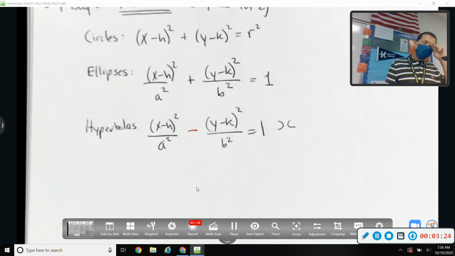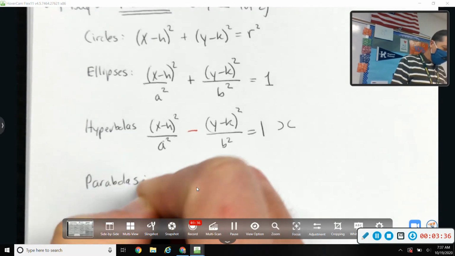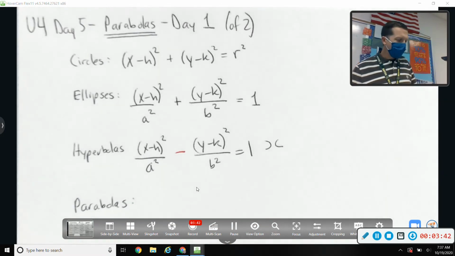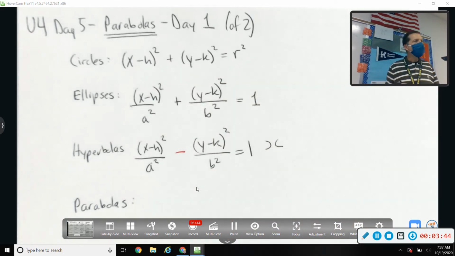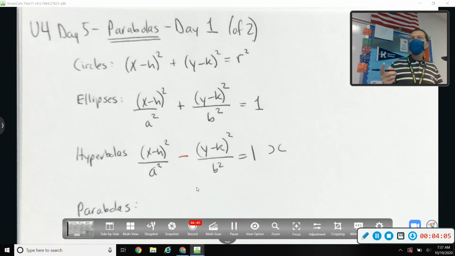All right? Now, you've done parabolas before. You've graphed parabolas before. You're kind of familiar with parabolas. Do you know what makes a parabola equation very different than the other three equations? It makes it easy to spot on the test. You have to be careful with circles, ellipses, and hyperbolas, because they all have squared terms. When you have a parabola, though, only one of the terms is squared.